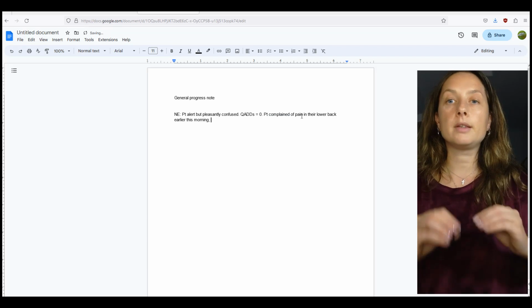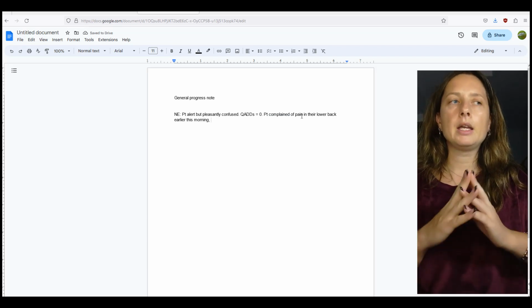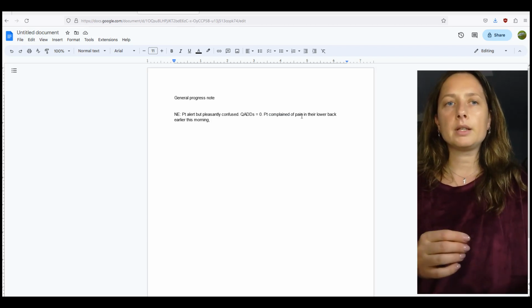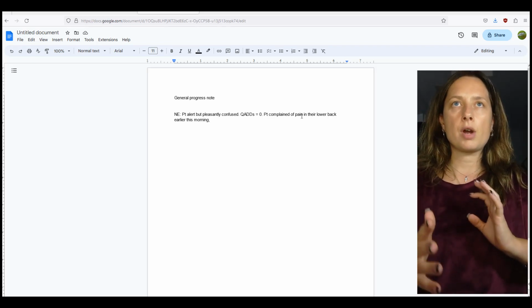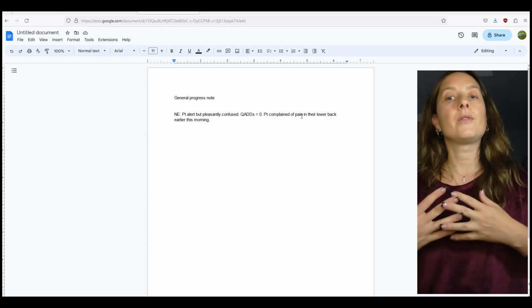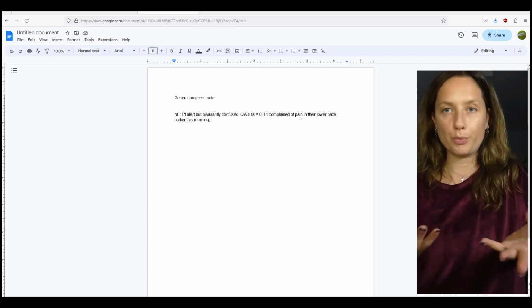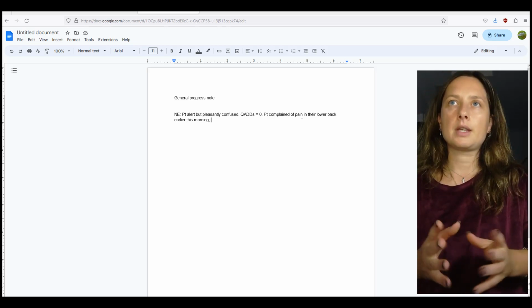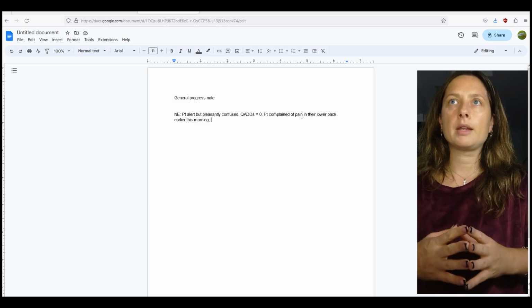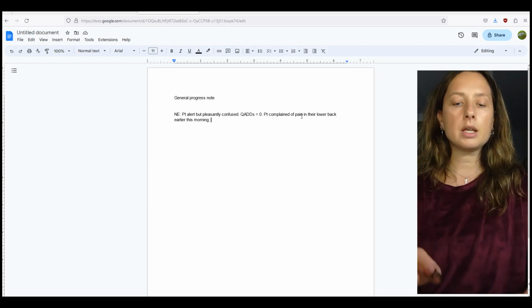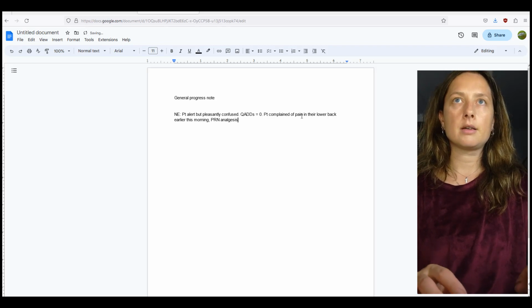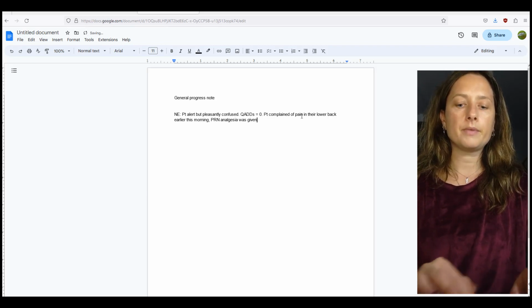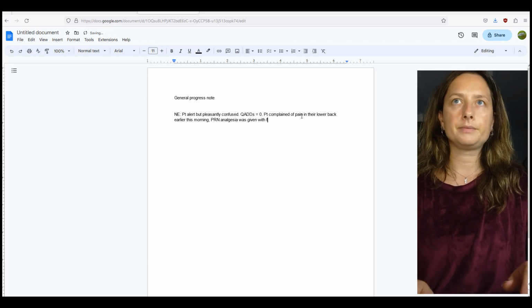And then what intervention have you done? Remember, in progress notes, if someone complained of pain or anything, you need to write what you have done, what intervention you have done, how did you help your patient, okay? So I would say that patient complained of pain in their lower back earlier this morning. PRN analgesia was given with good effect.